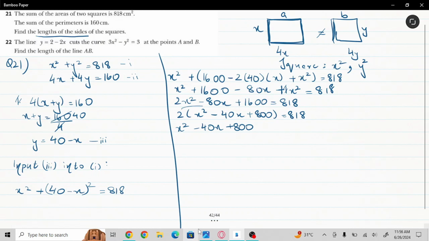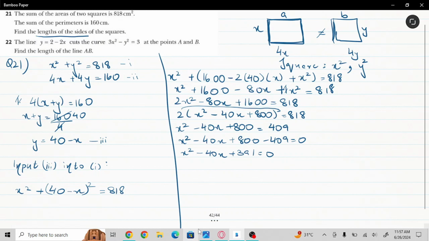I'm going to do this directly. This 2 is going up there, dividing 818. So 818 divided by 2 is equal to 409. So x squared minus 40x plus 800 minus 409 is equal to 0. X squared minus 40x plus 391 is equal to 0.